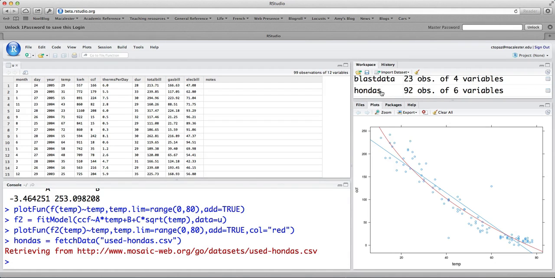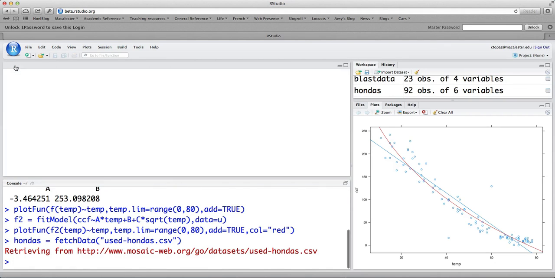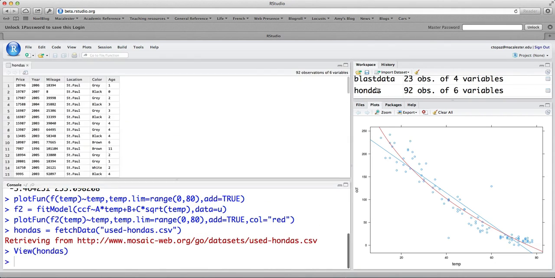Okay, if I want to see what's in that data set, I'm going to close this little u here, and I'm going to click on Hondas. We can see price paid for a car, the year of the car, the mileage that was on the car, where it was bought, the color, and so on. And it seems reasonable to think that the price might depend on the mileage and on the age of the car. Like, if a car has a lot of mileage on it, you might want to pay less for it. If it's older, you might want to pay less for it.